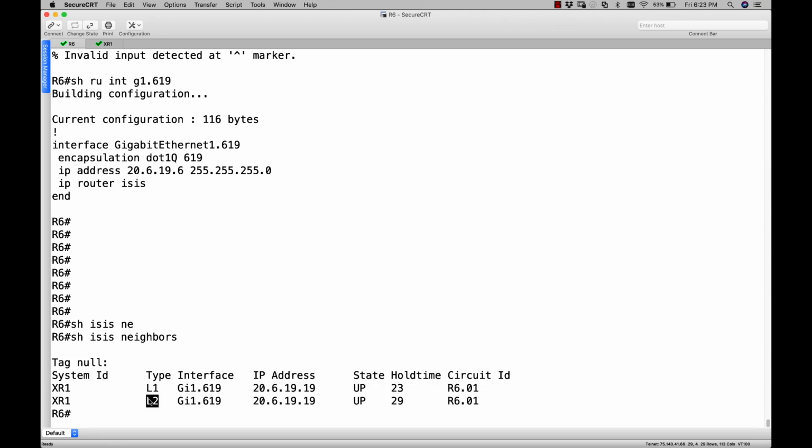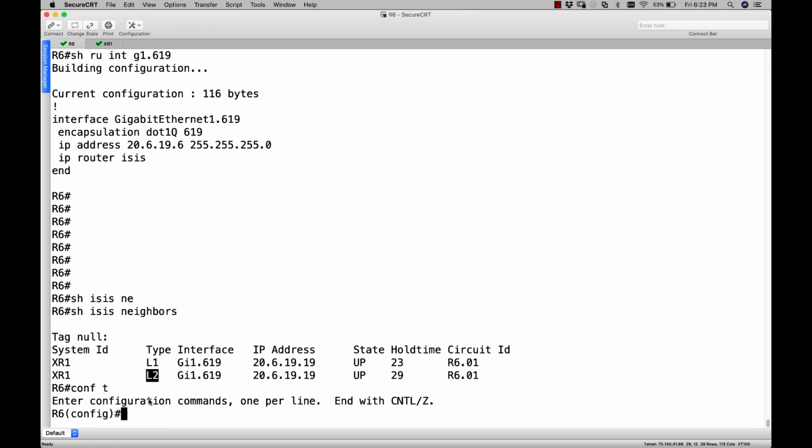Now, why am I seeing two neighbors? Because both routers are by default level 1, level 2 routers. And since they are in the same area, they would form both the adjacency. Now, if I go to any one of the routers, let's say R6, and convert that to be just an L1, they would only establish level 1 adjacency. And if I convert that to be just an L2, they would only form an L2 adjacency.